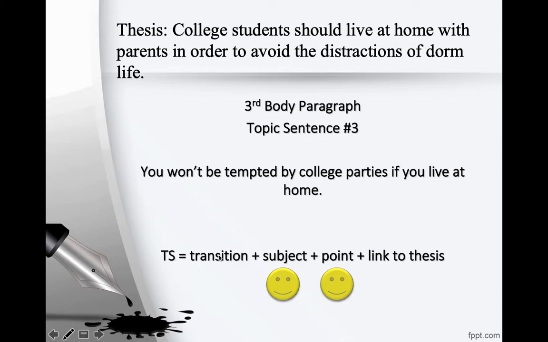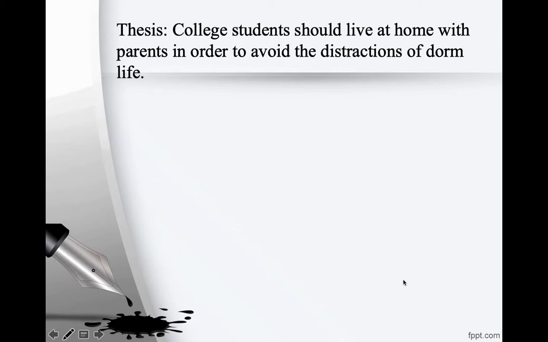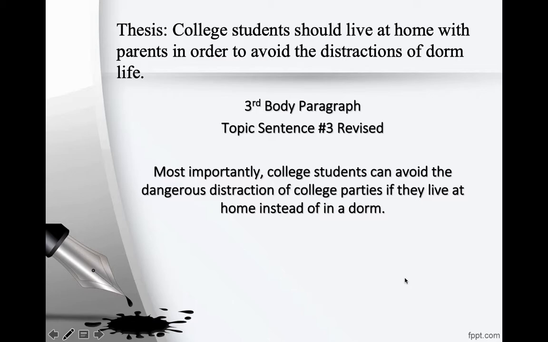But again, we don't have a transition or clear links to the thesis statement. We do have this one at the end, live at home, so that's positive. But that's about it. And distractions is kind of the key idea here of the three topics that are being presented in the topic sentences. So we do need to get a little bit stronger links to the thesis statement in here. So let's look at the revision.